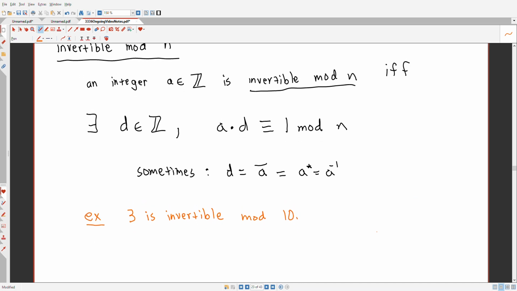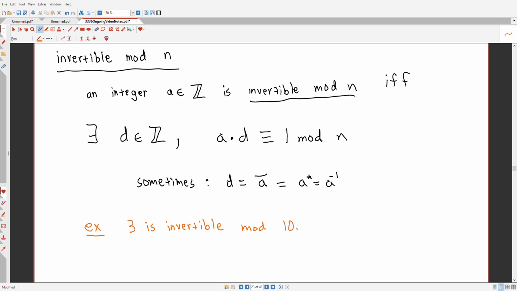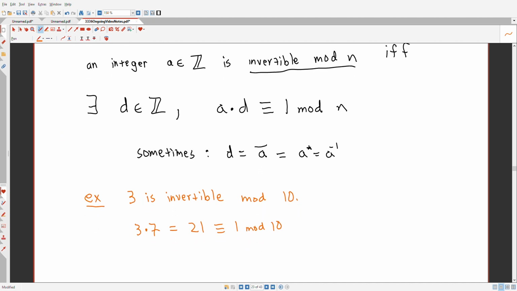Okay, to show that this is a true example, I would need to find another integer so that when I multiply it by 3, the new integer I get is equivalent to 1 mod 10. And you might be scrambling around, but if you check 3 times 7 is of course 21, and if you think about it, that is equivalent to 1 mod 10. Right? Ignoring multiples of 10, 21 is pretty much the same as 1. It's just 2 multiples of 10 separated from 1.